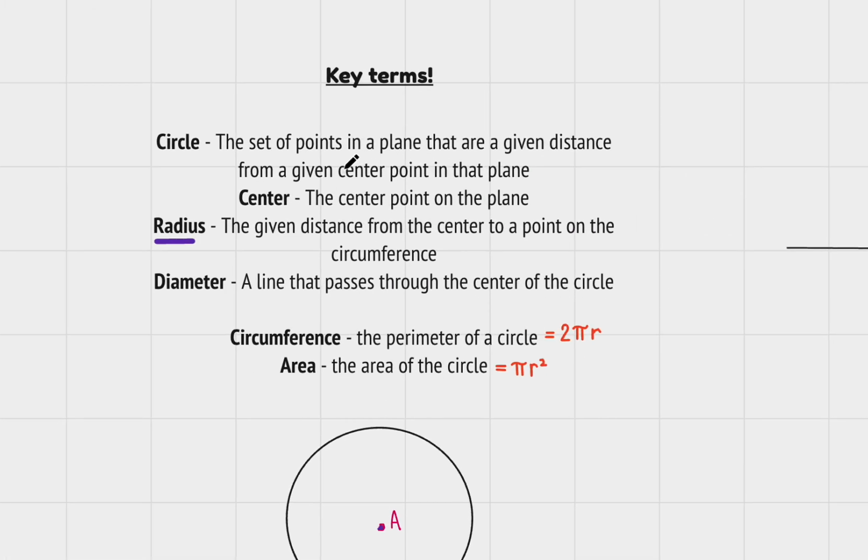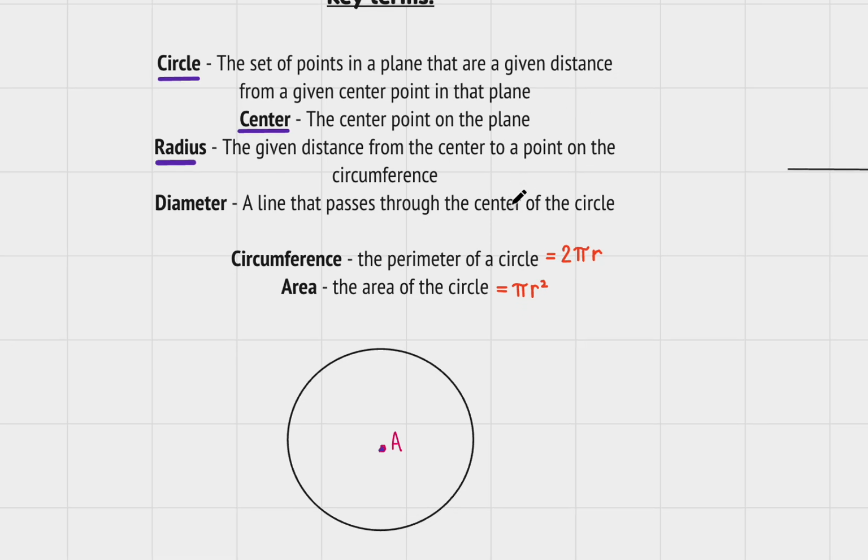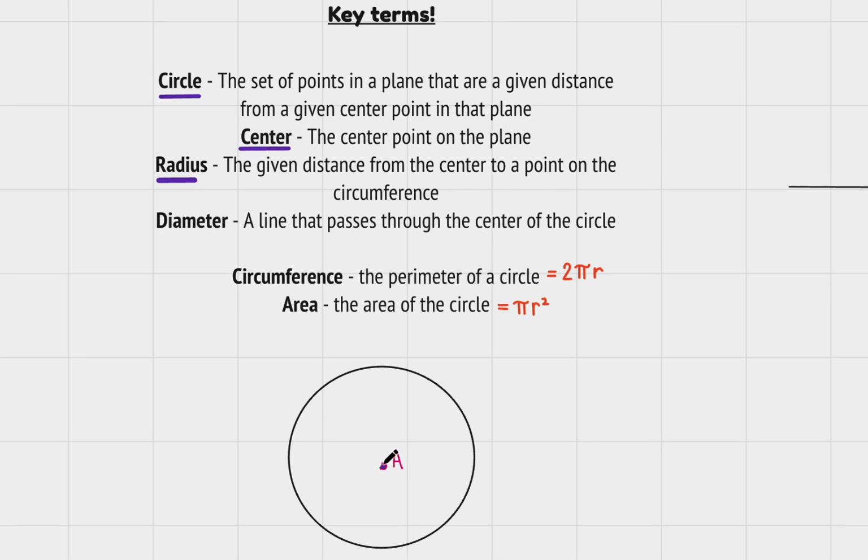Some key terms relating to circles: we have the definition of a circle, which is the set of points in a plane that are a given distance from the given center point in that plane. We have the center, which is just the center point in that plane. I have an image here that shows you what the center is. This is circle A, and the center of circle A is point A.